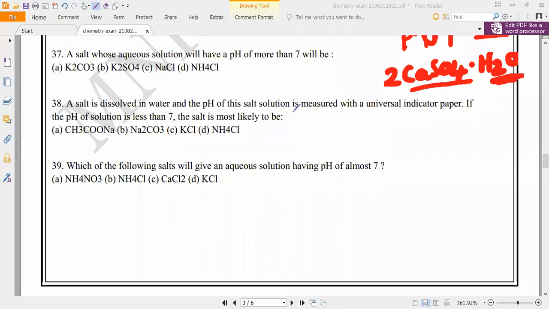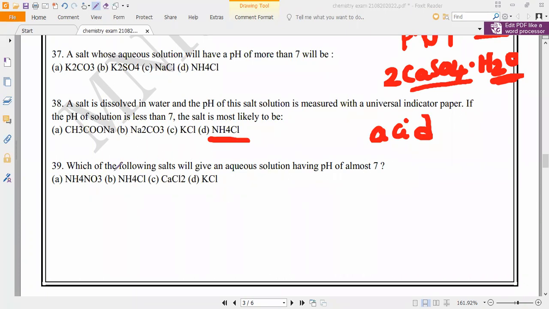A salt is dissolved in water and the pH of the salt solution is measured with the paper. If the pH of the solution is less than 7, acidic nature. Less than 7 means acidic nature. Which one? NH4Cl, option D. Now, be very careful, Arvind, you also.